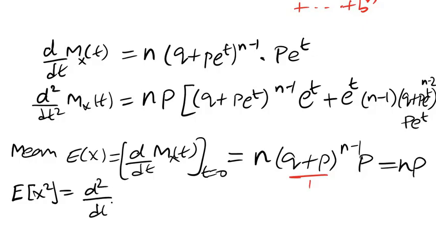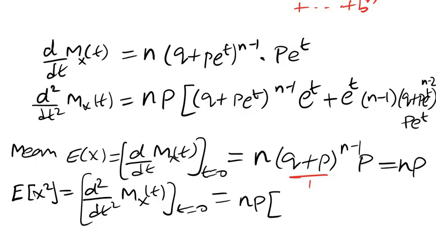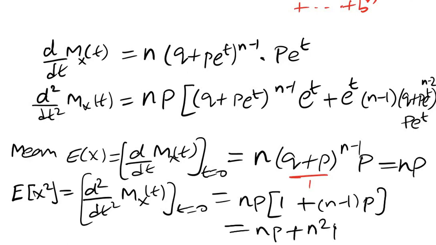By substituting t equal to 0 in the second derivative, we get np (q plus p) power n minus 1, plus (n minus 1) into p. If you put t equal to 0, that is equal to 1. By simplifying this, we get np plus n square p square minus n p square. This is expectation of x square.